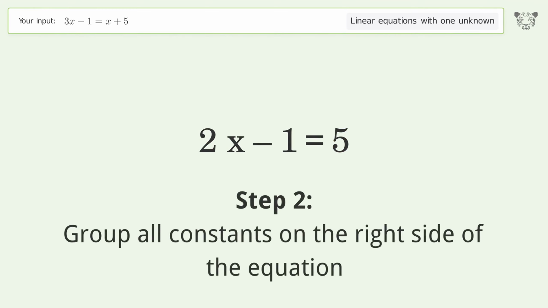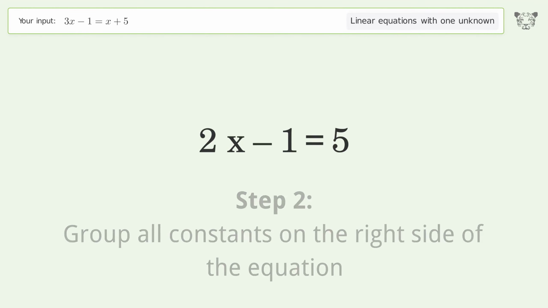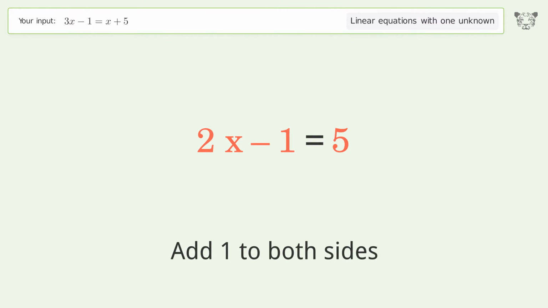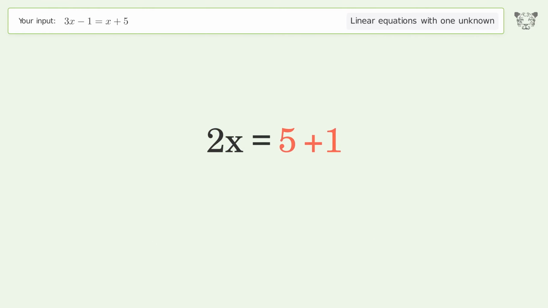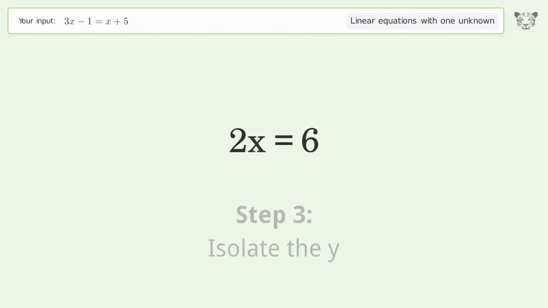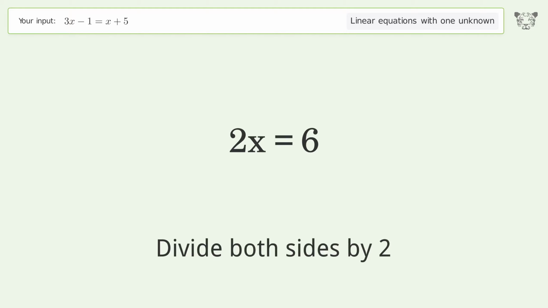Group all constants on the right side of the equation. Add 1 to both sides. Simplify the arithmetic. Isolate the y. Divide both sides by 2.